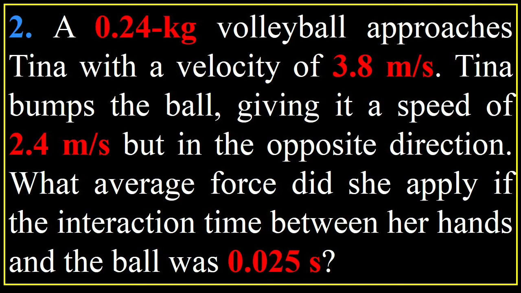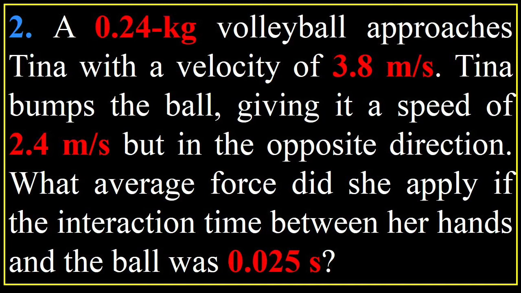Number 2, a 0.24 kilogram volleyball approaches Tina with a velocity of 3.8 meters per second. Tina bumps the ball, giving it a speed of 2.4 meters per second, but in the opposite direction. What average force did she apply if the interaction time between her hands and the ball was 0.025 seconds?